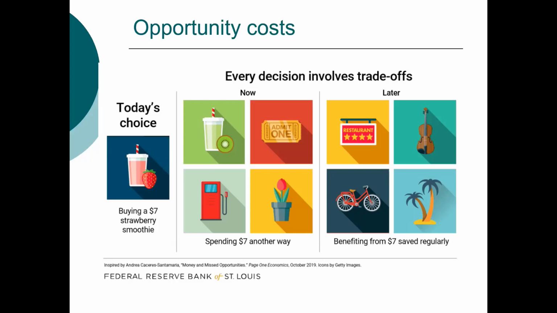Or maybe you could think about, okay, I buy smoothies pretty often. What can I do if I didn't buy smoothies on a regular basis and instead saved that money? Or maybe if I save up enough money, forego 2 or 3 smoothies, I can go out to a restaurant. Or if I don't buy them for a much longer period of time, I can buy that violin that I really wanted. Or I can go on a vacation. Or I can buy the bicycle. So the opportunity cost is the alternate use of the same resource.